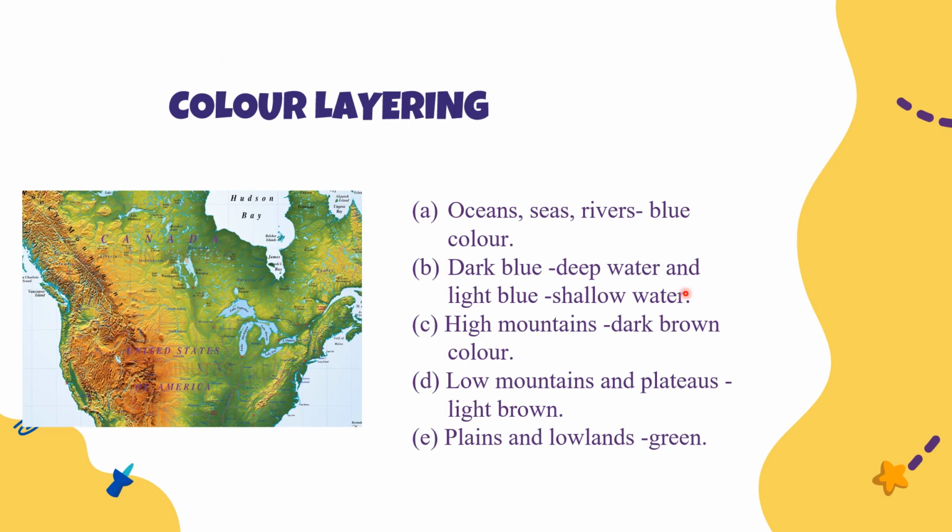Next is color layering. This is also quite interesting when you read a map. Dark green represents plains and lowlands, whereas dark brown represents mountains, and yellow represents desert in a place. Light blue is used to mark rivers and lakes, and dark blue represents oceans, seas and rivers. This is called color layering.